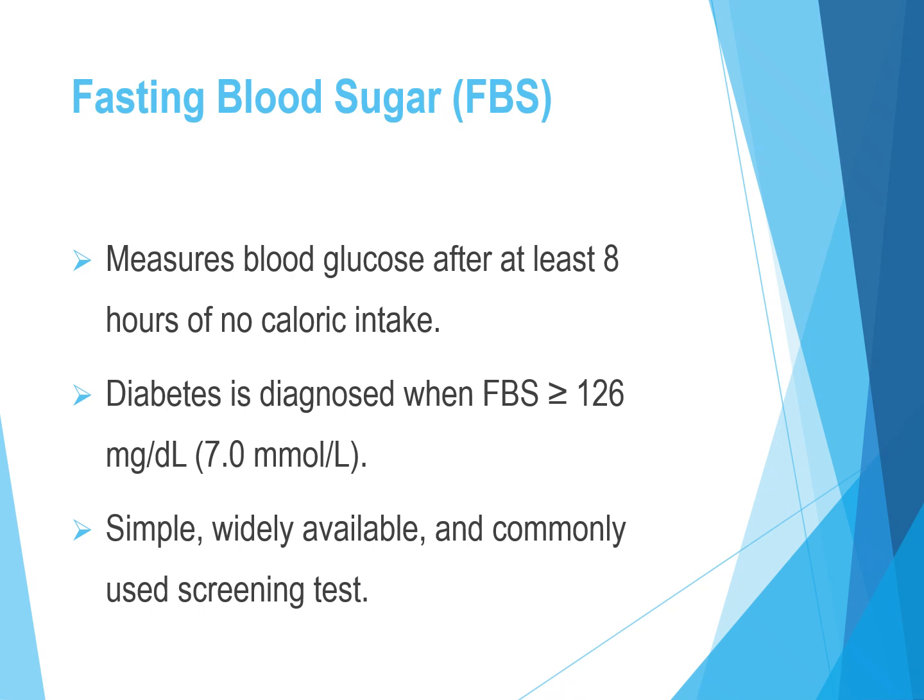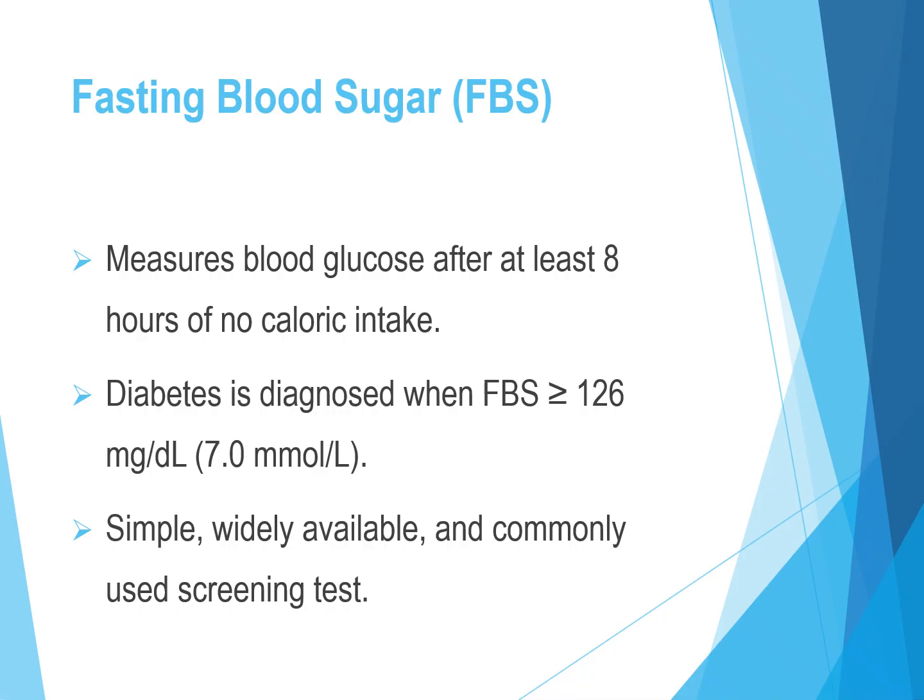From a laboratory operations standpoint, FBS is also sensitive to pre-analytical variables. Delayed sample processing can lead to falsely low glucose values due to glycolysis. This highlights the importance of using fluoride-containing tubes or ensuring prompt plasma separation.